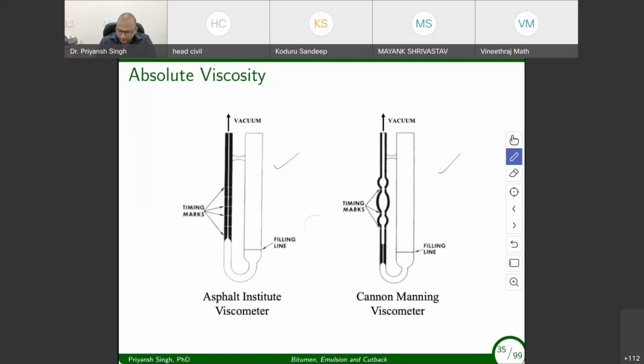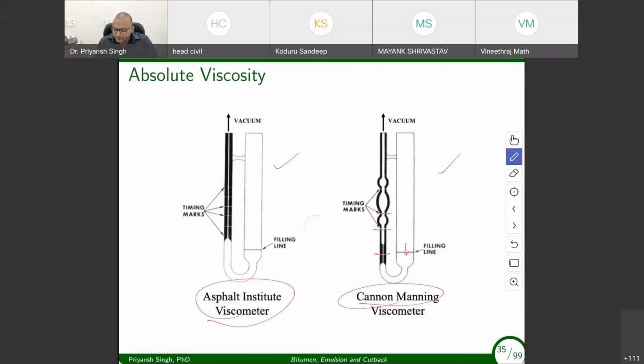There are some popularly used tubes, that are Asphalt Institute tubes and Cannon Manning tubes. These tubes basically work on capillary action. So whatever binder you load here will cross these standard bulbs. Now the time required to cross these bulbs is directly proportional to the viscosity of the material.